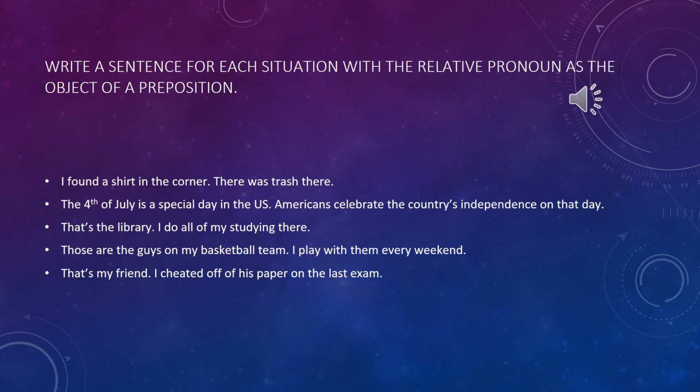Full stop. The next one. The 4th of July is a special day in the United States. Americans celebrate the country's independence on that day. I have the repetition of the word day, which means I probably want to think about using when as my relative pronoun. Also, remember this handy-dandy rule. Adjective clauses immediately follow the noun they describe.